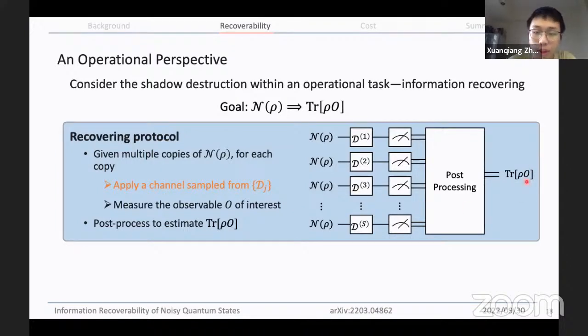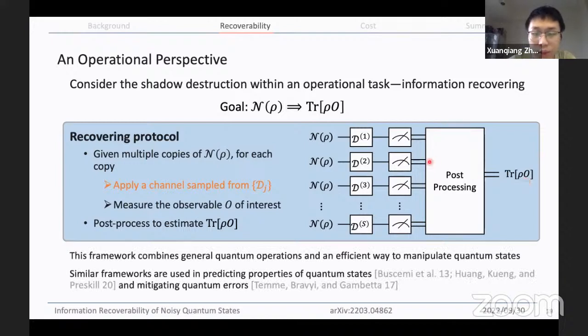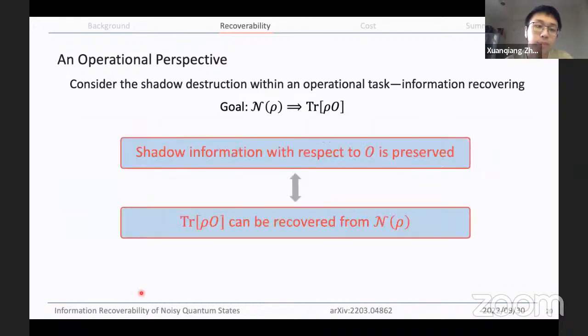We use this framework because it combines general quantum operations and a memory-efficient way to manipulate quantum states, because we only need to do local quantum operations rather than global ones. And similar frameworks have been used in predicting properties of quantum states, as well as mitigating quantum errors.